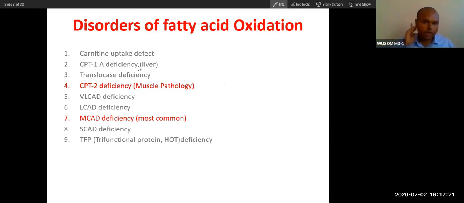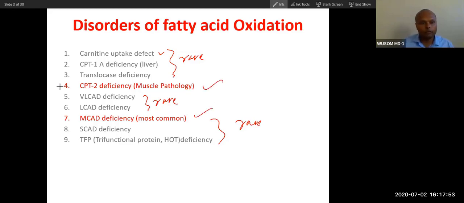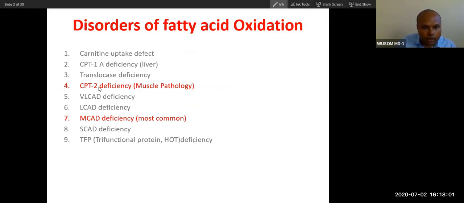If we talk about disorders of fatty acid oxidation, deficiency or defect of any enzyme involved in fatty acid oxidation can cause a disorder. These are the list of enzymes. Among these, some you see very rarely. These are rare conditions, not that frequent. Though all of these are rare, and this is the rarest, these two are commonly seen. If you see a patient, these two are the more commonly found disorders. One disorder is CPT-2.